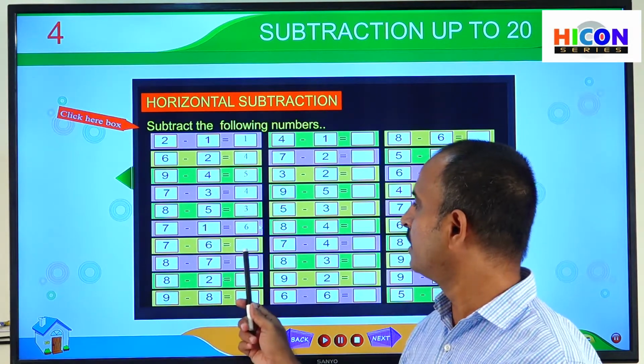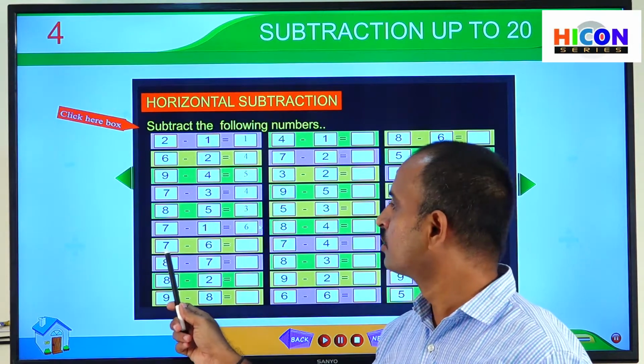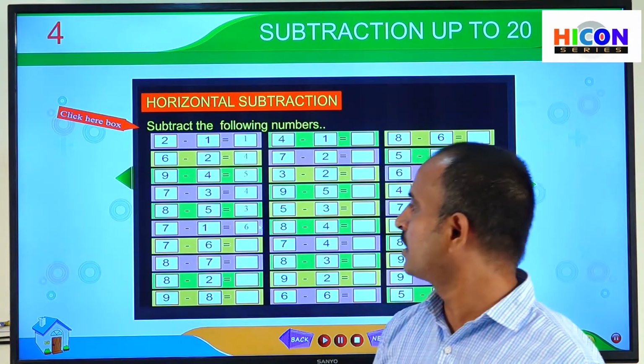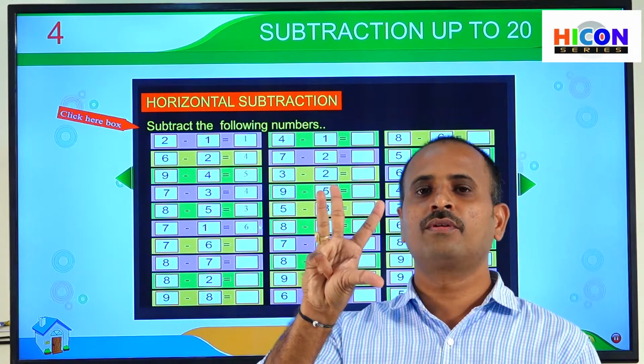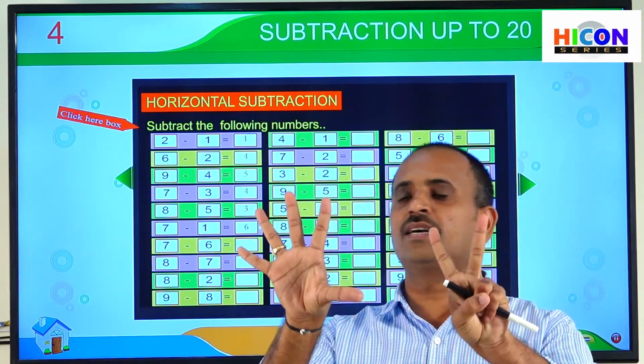Next children, see the next subtraction, 7 minus 6. So how much will be the answer? See here the first number is 7 in the subtraction. So open 7 fingers of your hand. 1, 2, 3, 4, 5 and 6, 7. So children, these are the 7 fingers.